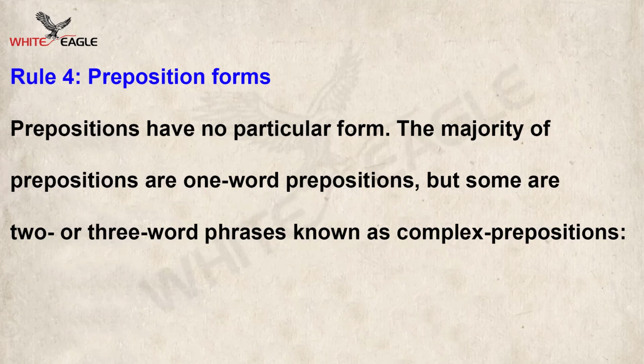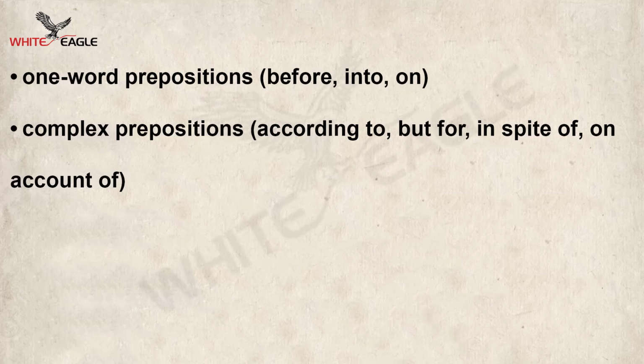Rule 4. Preposition forms. Prepositions have no particular form. The majority of prepositions are one-word prepositions, but some are 2 or 3-word phrases known as complex prepositions. One-word prepositions: before, into, on. Complex prepositions: according to, but for, in spite of, on account of.